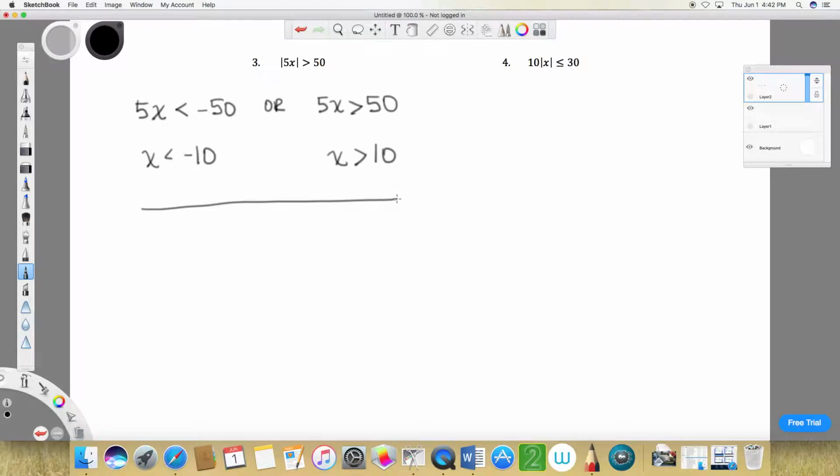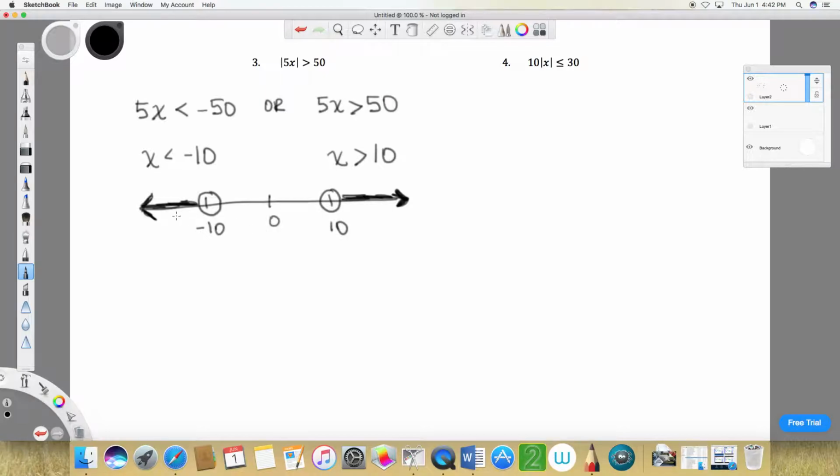So let's make a quick sketch on our number line just to visualize what we have here. We've got negative 10 and positive 10, and these are going to be hollow dots and not solid because we have strict inequalities. We are not including these endpoints. Values of x that are strictly less than negative 10 are to the left of negative 10. Values of x that are bigger than 10, we shade to the right. So here we have a picture of our solution set.